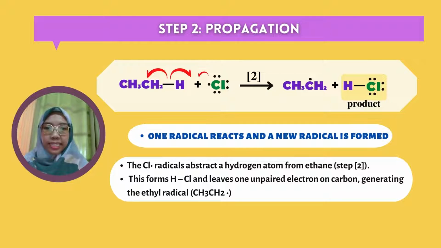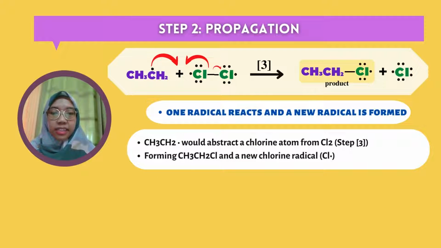Step 2, propagation. This is where one radical reacts and a new radical is formed. The chlorine radical from the initiation step abstracts a hydrogen atom from ethane as shown in step 2. This forms the H-Cl bond and leaves one unpaired electron on carbon, generating the ethyl radical. After that, the ethyl radical abstracts a chlorine atom from a chlorine molecule as shown in step 3. This forms chloroethane and a new chlorine radical.